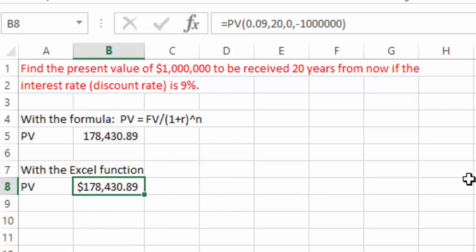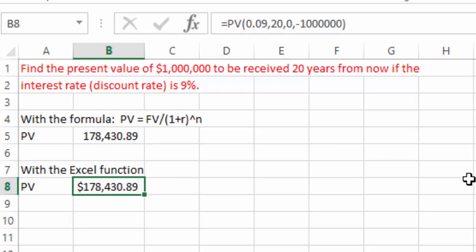Or we could use the PV function. So in this case, we would type in equals PV and then put up parentheses. The first input is the periodic interest rate. And by the way, in Excel you have to put in the decimal form. So 9% would be entered in as 0.09. You would not put a 9 there. That would tell Excel something very different, and you'd get a really crazy answer. So the interest rate needs to be in decimal form.